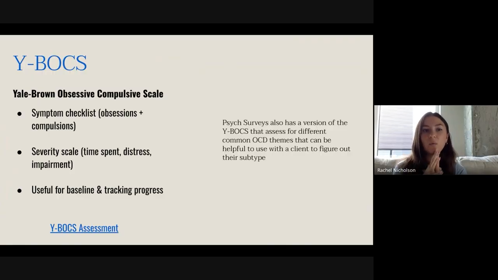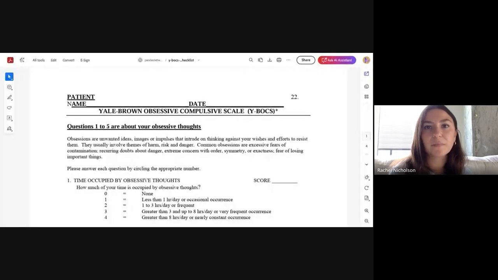So in the Y-BOCS assessment, there is a symptom checklist. So they have symptoms of obsessions and compulsive behaviors. And then it also measures the severity: the time spent on those, the distress level, the impairment as well. And you can use it as a baseline for tracking progress. And I have, let me see if I can share. Yeah, I can share this tab instead.